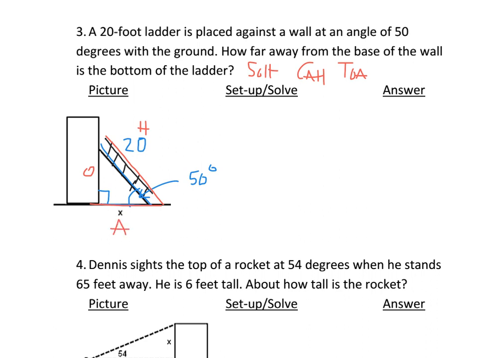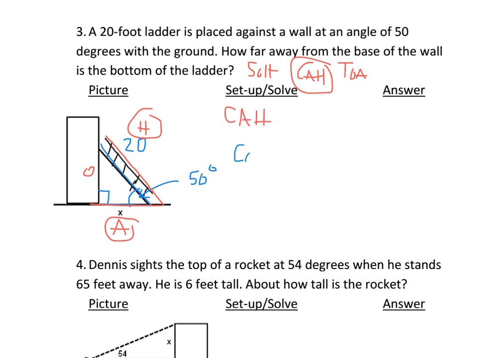So it looks like we will be using A and H. We don't need to use O. It didn't give us any information. It didn't ask how high up the ladder is on the wall. It said how far away is the base of the ladder. So the one that uses A and H is CAH. So that is what we will use.